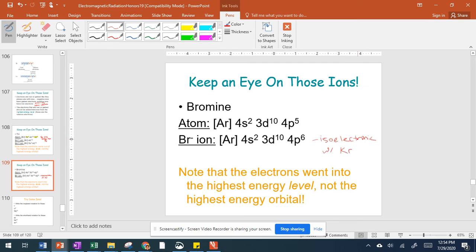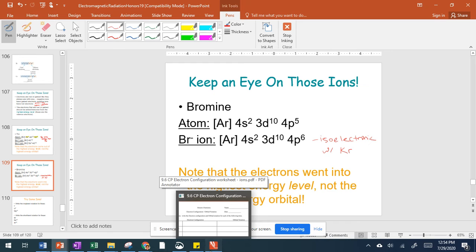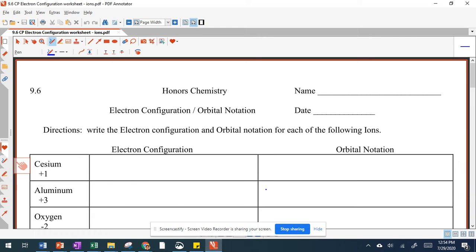Okay, so let's look at the worksheet that you guys have on Google Classroom, which is going to be your homework. So on this worksheet, when it asks you for electron configurations, you can either do longhand or shorthand. It's your choice. So I'm going to do a few problems on this sheet.